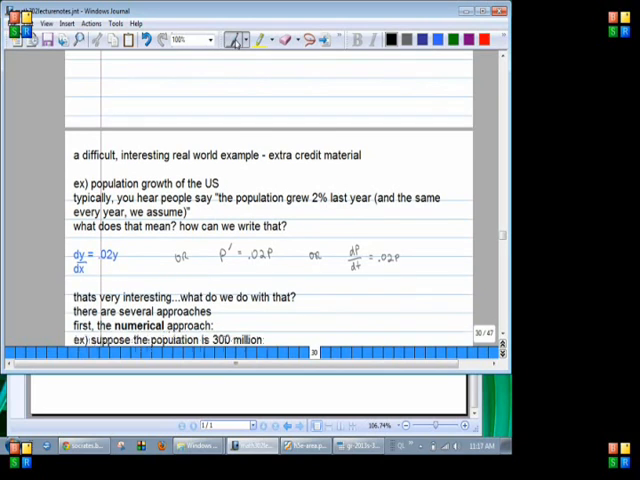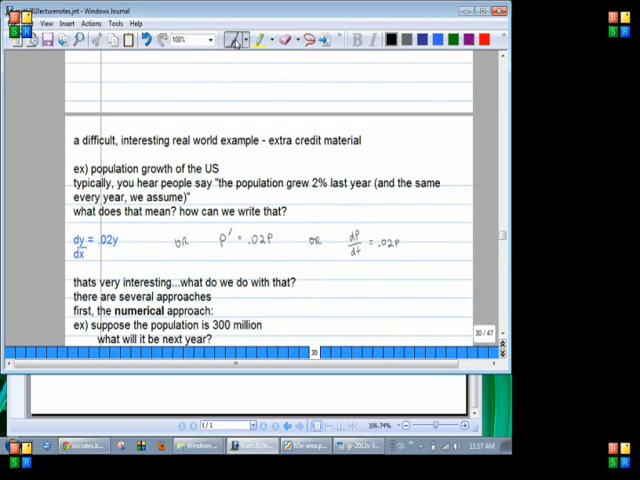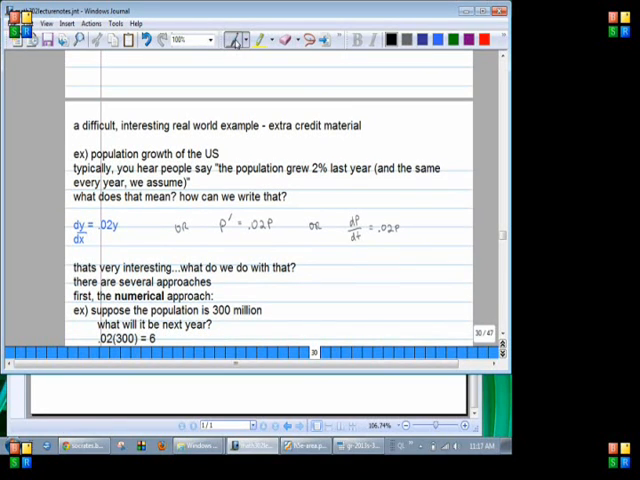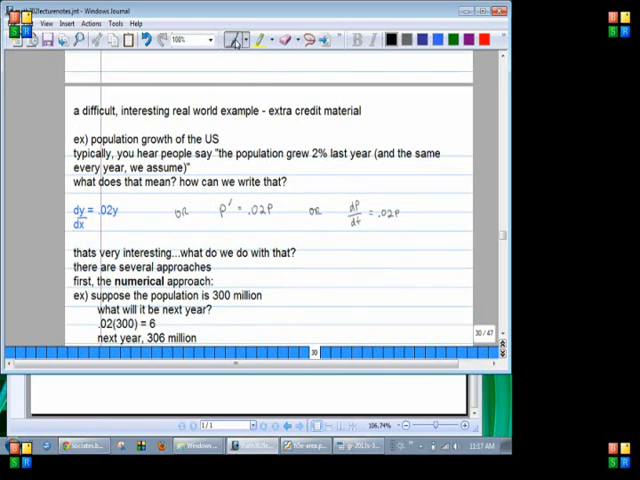So I'll just start you. Suppose the population is 300 million, which is actually approximately true. What will it be next year? Right. Well, 2% of 300, so I'll just do it in millions. So 0.02 of 300 is 6. So next year, 306 million. Okay.